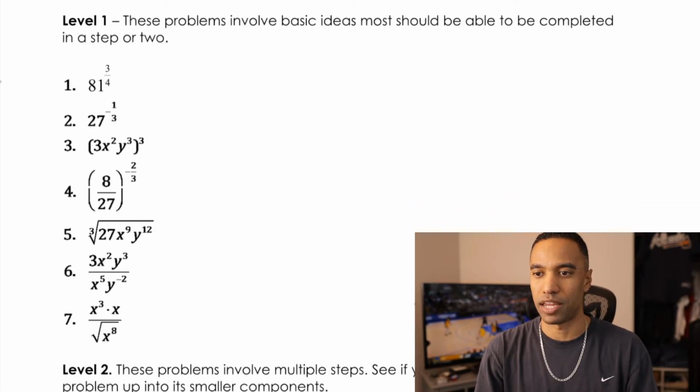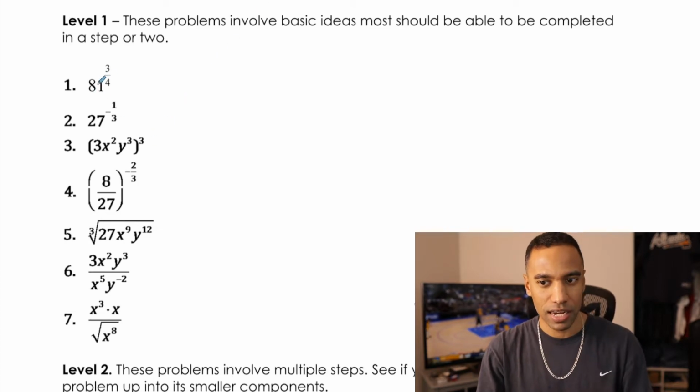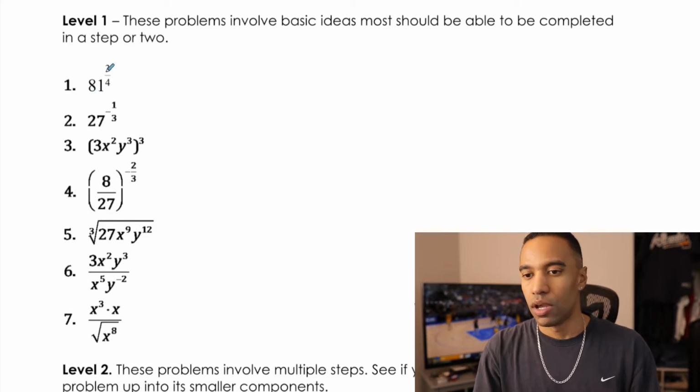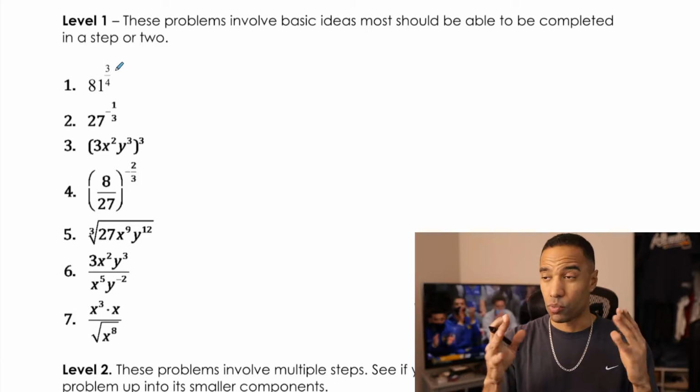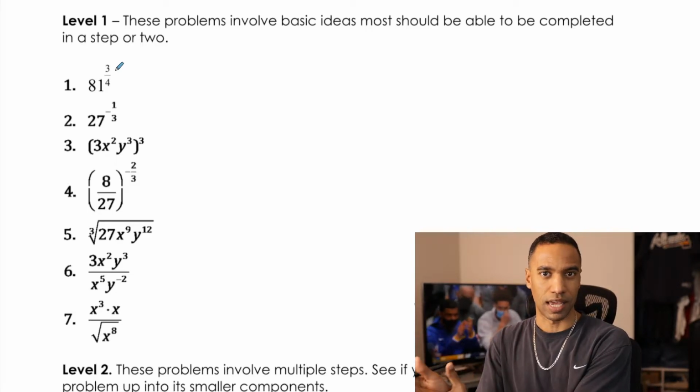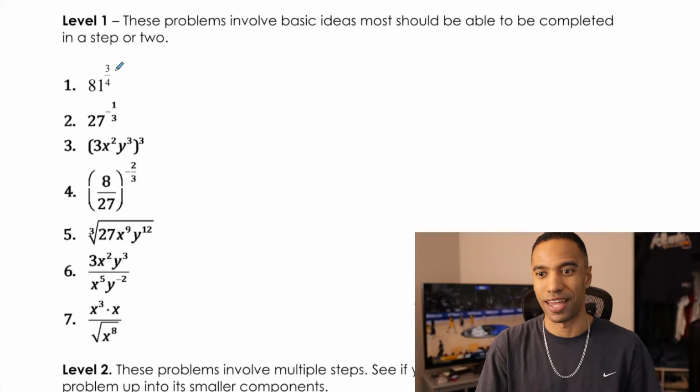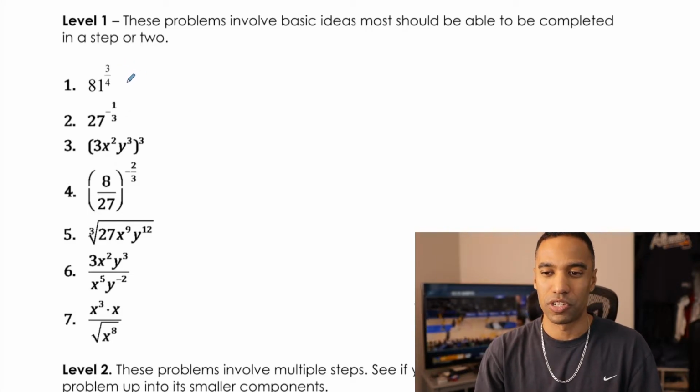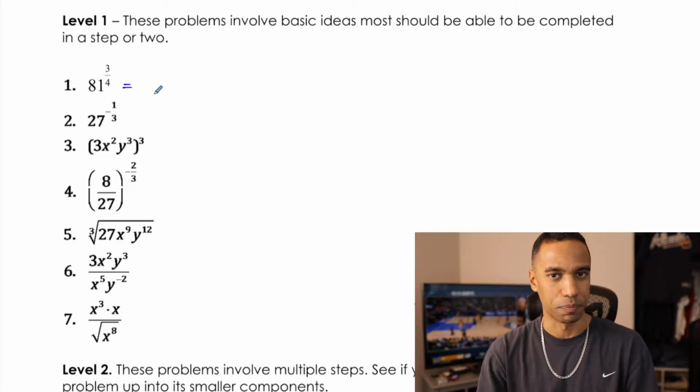Level 1 problems right here. We will start with problem number 1, where we have 81 to the 3/4 power. Now, as far as simplifying these things go, we must evaluate what this thing is. You could type it in a calculator and you'll get an answer. But what we want to do is figure out how we can do this on our own.